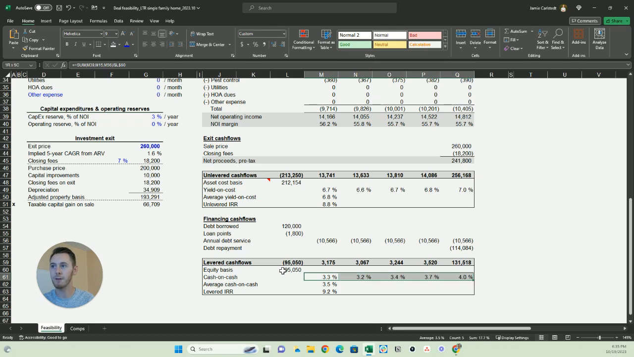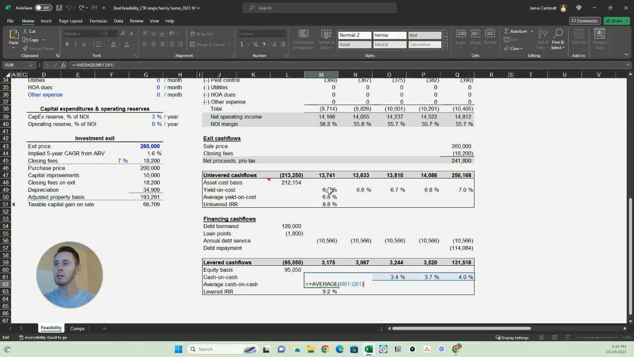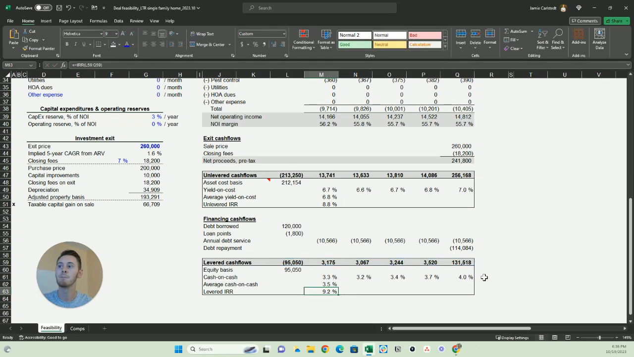And then you can see it's a very similar trend here as the yield on cost. It's increasing slightly with a dip in the second year because we're flatting rent at 0% growth for year 2. So then we can take the average of the cash on cash, and then our levered IRR is using this series of levered cash flows to calculate that.